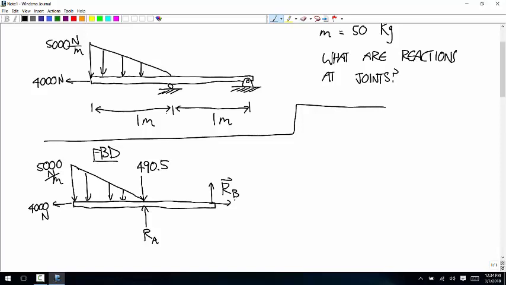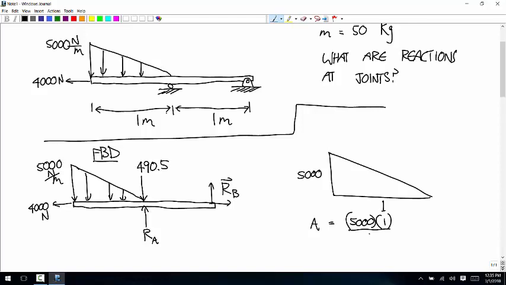And the next thing we have to do is represent that distributed load as a point force. There's the triangular shape. The base has a length of 1. The height is 5,000. And so the area is 5,000 times 1 over 2. So 2,500 newtons. And then the location of that point force is at the centroid.